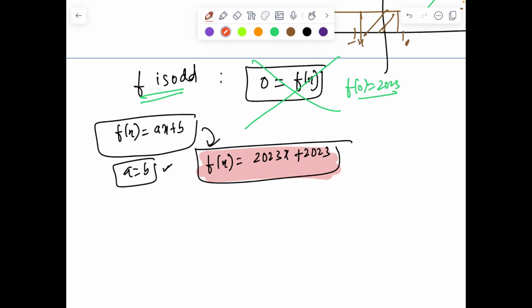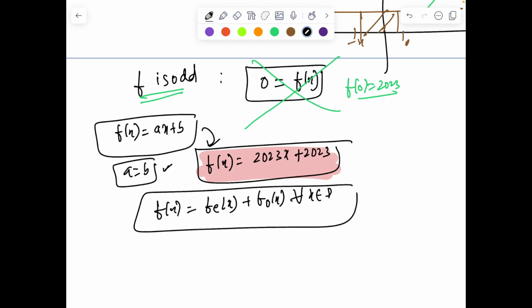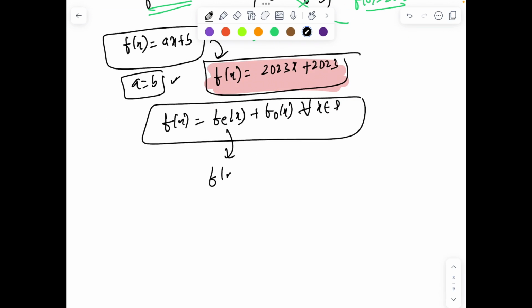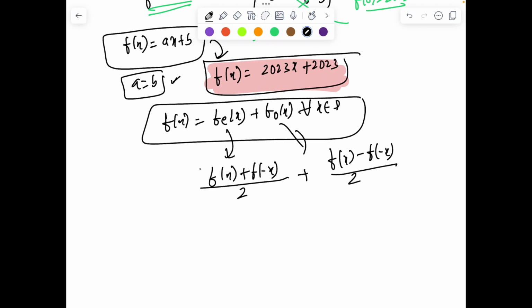Now more generally, we know any function f of x can be written as its even part and odd part. So it can be written as f_e of x plus f_o of x for all x in the domain. And that's true because the even part will be f of x plus f of minus x over 2, and the odd part you can write as f of x minus f of minus x over 2, and if we add, simply we'll get this. Right.